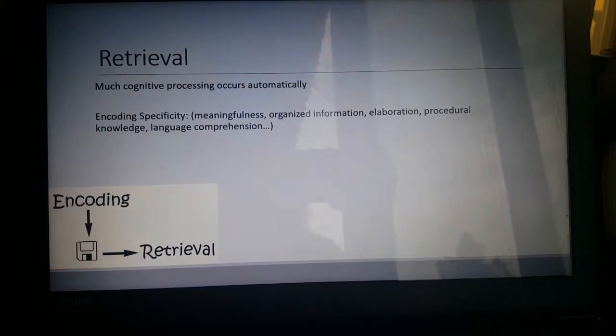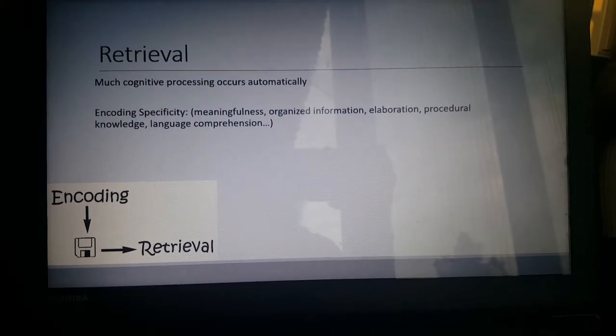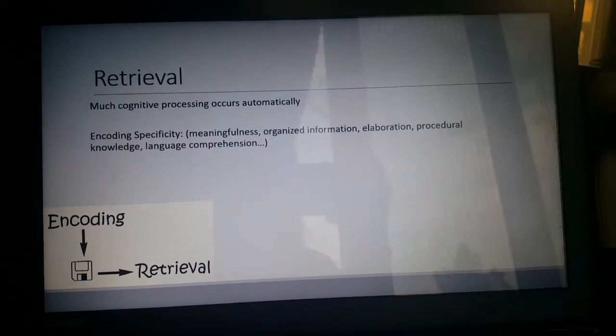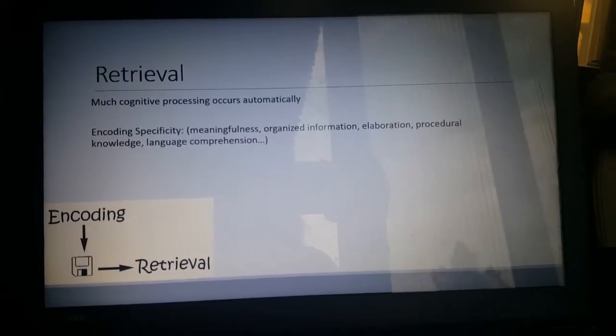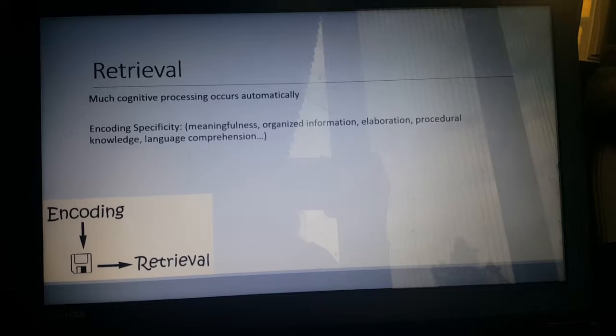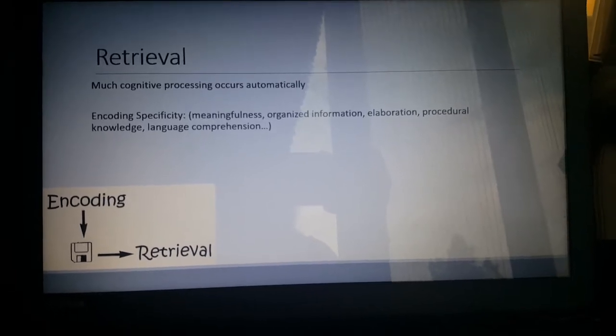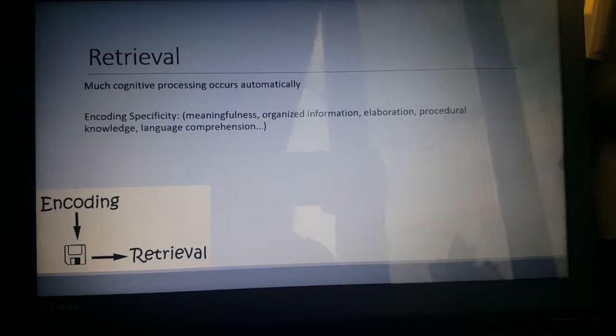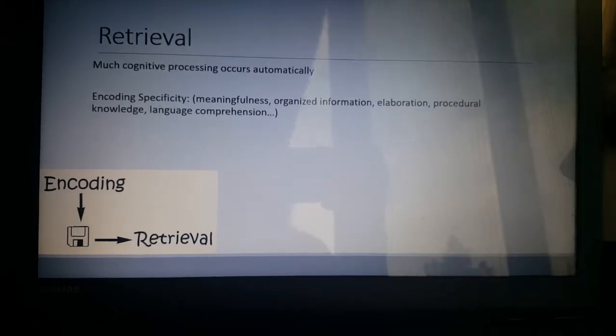Some cognitive processing occurs automatically, like brushing your teeth or washing your hands, and some needs to be encoded through meaningfulness, organized information, or elaboration, procedural knowledge. It depends on each person.